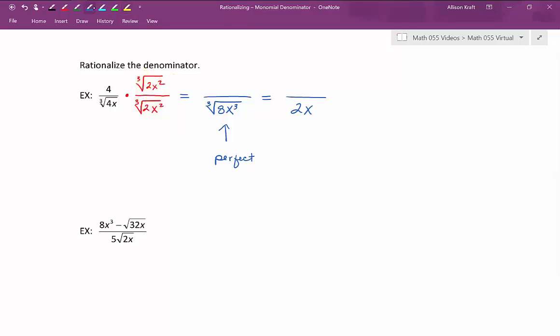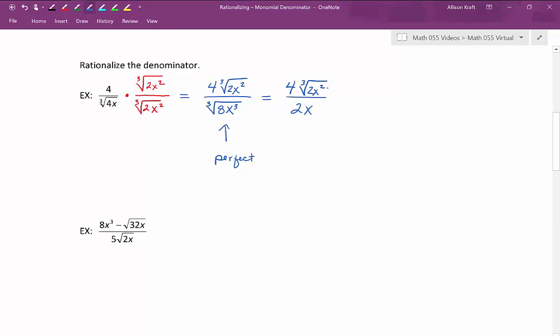So let's multiply the numerator. Multiply what's on the outside together, leave it on the outside. Multiply the insides together, leave it on the inside. We get 4 times the cube root of 2x squared in the numerator. Then we want to try to simplify the radical. Can we simplify the cube root of 2? No. How about the cube root of x squared? No. So this is just going to come straight across. We get 4 times the cube root of 2x squared over 2x.